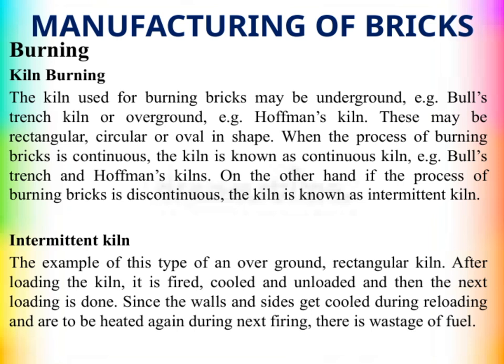After you load the bricks into this type of kiln, you fire it, then let it cool before unloading. Next, you load the next batch. Since the walls and sides cool down during the cooling phase, you need to reheat them during the next firing, which results in some fuel wastage. This process is less efficient compared to continuous kilns, but it's still used in smaller or less automated setups. Overall, understanding these kiln types helps us optimize fuel use and production efficiency in brick manufacturing.